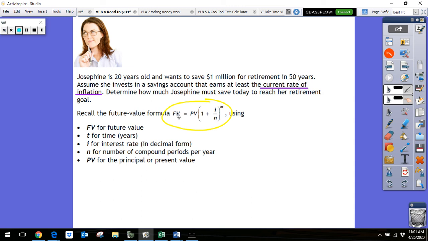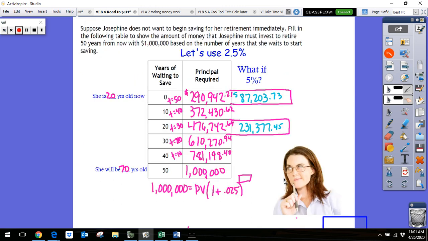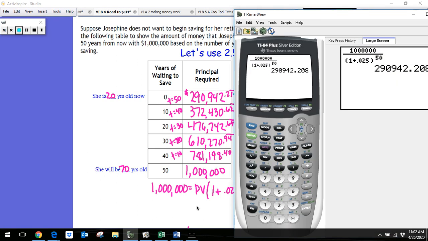So present value, future value, n is the number of compounding periods per year, and i is the interest rate in decimal form. I kind of have this filled out. I thought this would be helpful to see it all. This is just the same words from the other page. I'm just going to have us use 2.5% in the first chart.